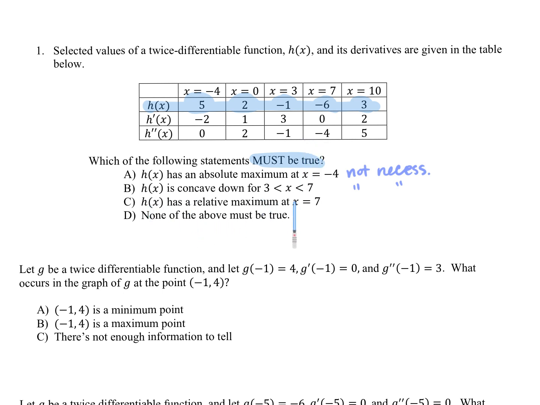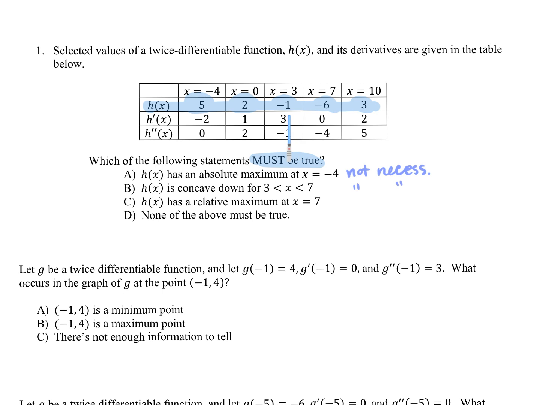A maximum at 7. Looks like the answer's D. My H prime would have gone from positive to 0 to positive. That doesn't work. None of them must be. Oh, wait. Whoa. Wait, what did I just... relative maximum at 7. Hold up.